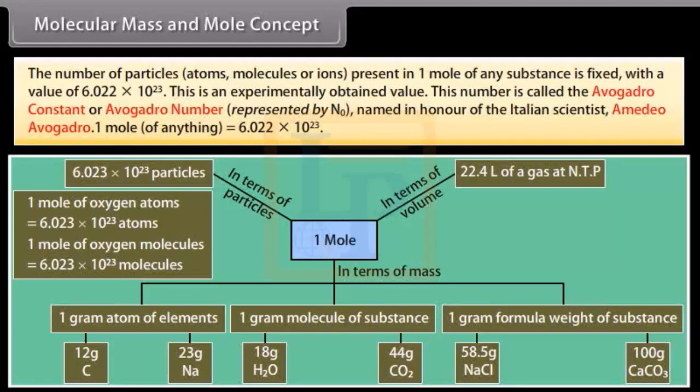a value of 6.022 into 10 raised to the power 23. This is an experimentally obtained value. This number is called Avogadro constant or Avogadro number, represented by N0, named in honor of the Italian scientist Amedeo Avogadro. 1 mole of anything is equal to 6.022 into 10 raised to the power 23.